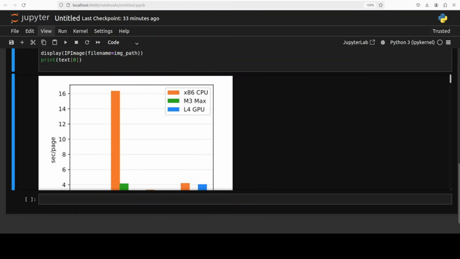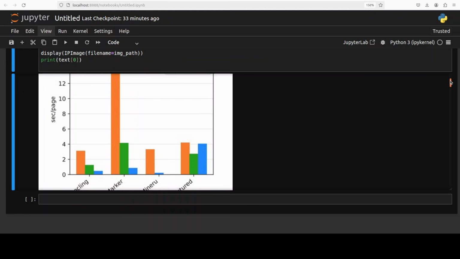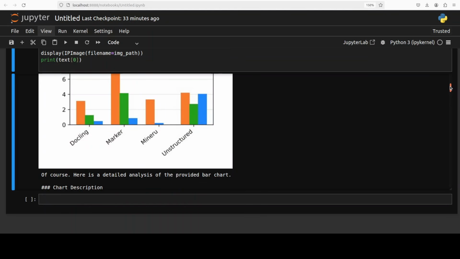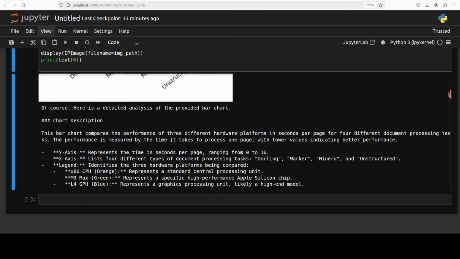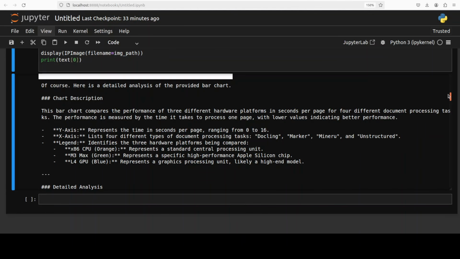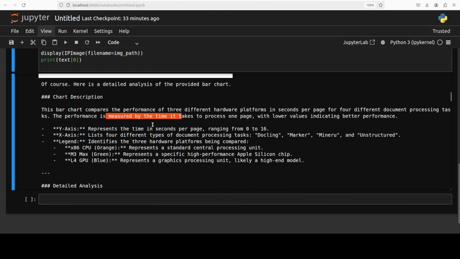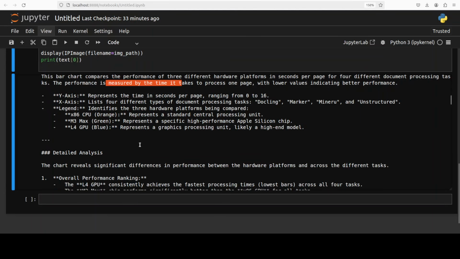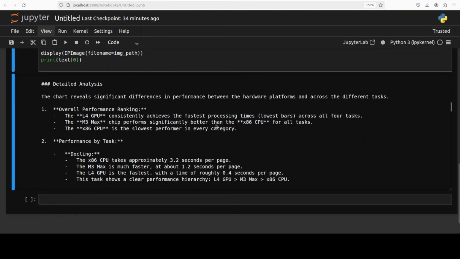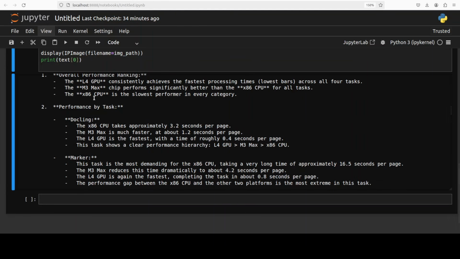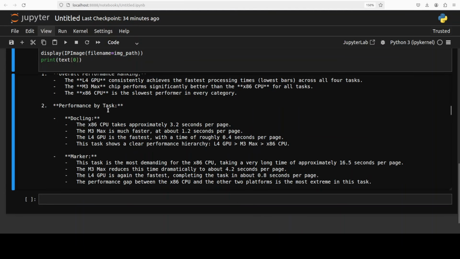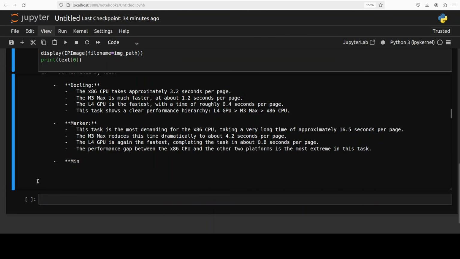Okay, so I have given it this chart where there are different seconds per page. Some of the tools have been compared on this chart, and it has identified it. It's a bar chart, and then it is talking about what exactly this is doing, different platforms, processing times, and what is happening on all the axes, and it has identified it pretty well. And then it has given some detail analysis, which I'm just scrolling through. My apologies for the speed. I think this is just my network today, but you see that it is doing pretty well. And performance by task, spot on.